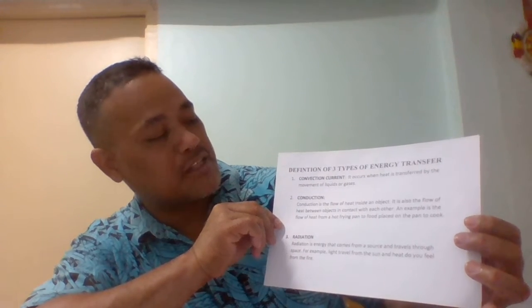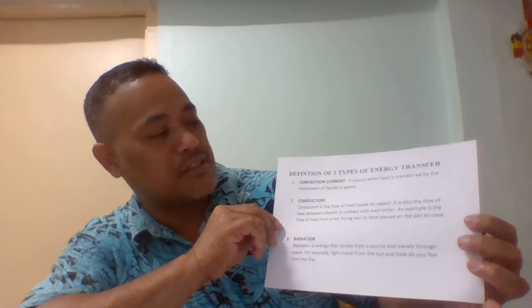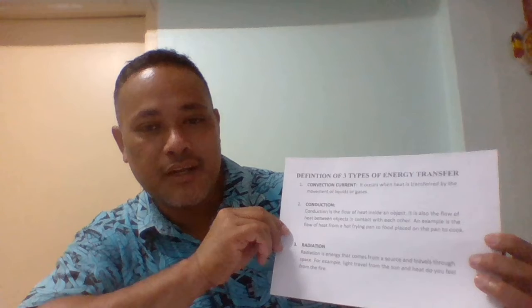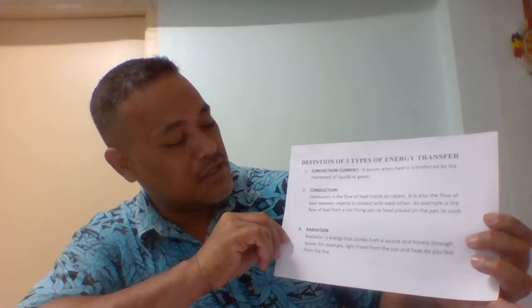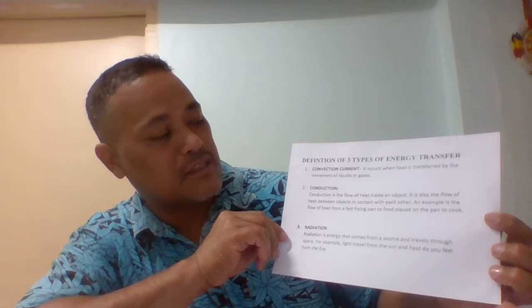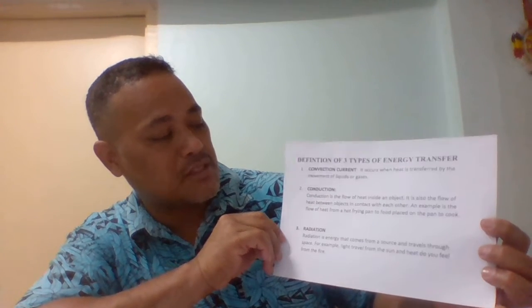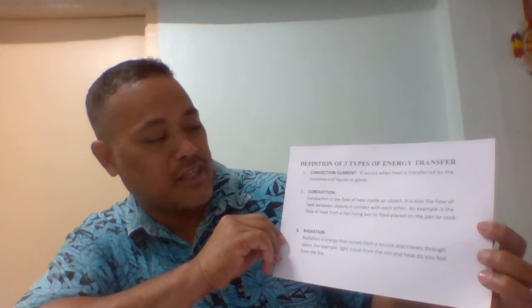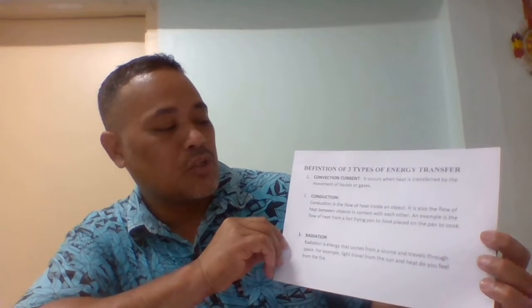The first one is convection current. We discuss with the students that it occurs when heat is transferred by the movement of liquids or gases. That happens when you boil a kettle. The second one is conduction, and the definition is the flow of heat inside an object. It is also the flow of heat between objects in contact with each other. An example is the flow of heat from a hot frying pan to food placed on the pan to cook.